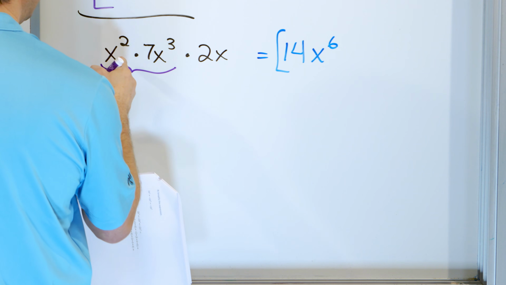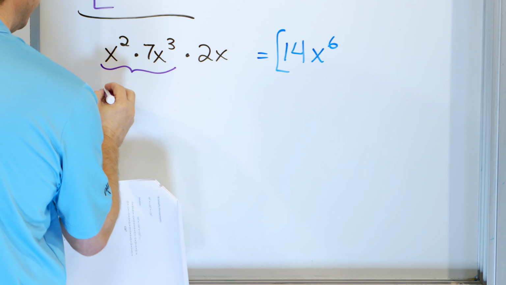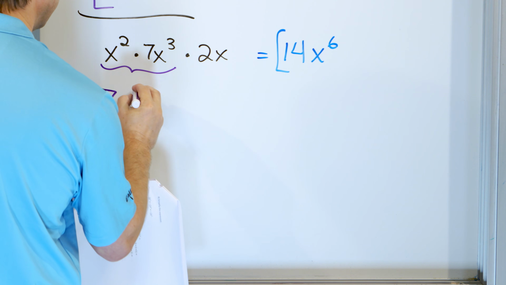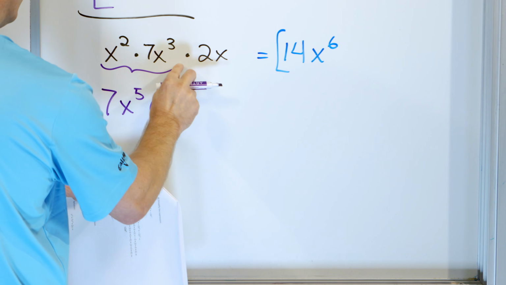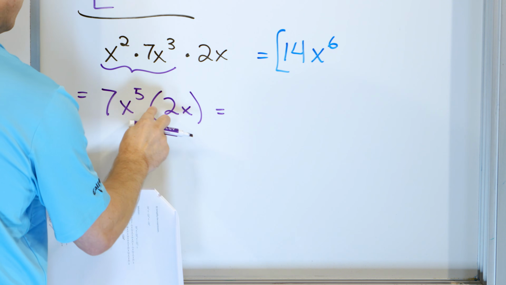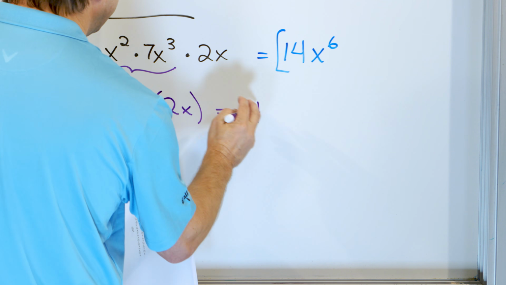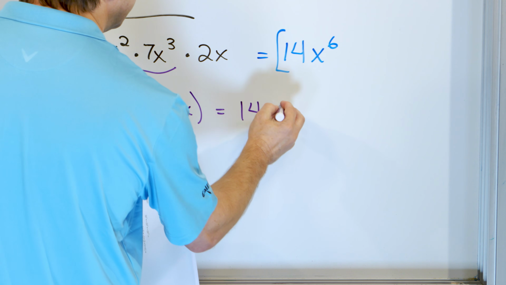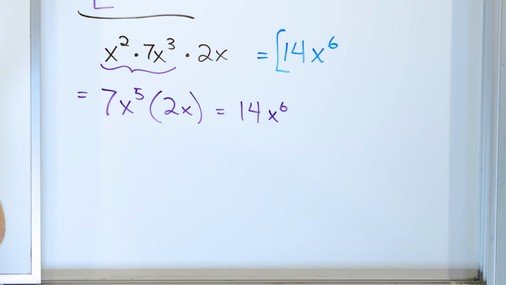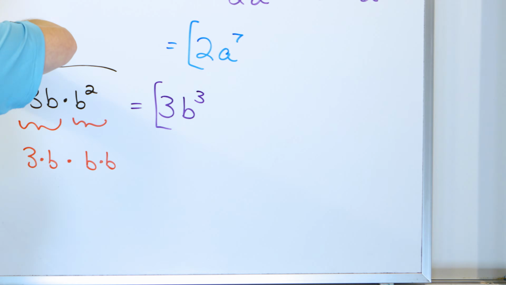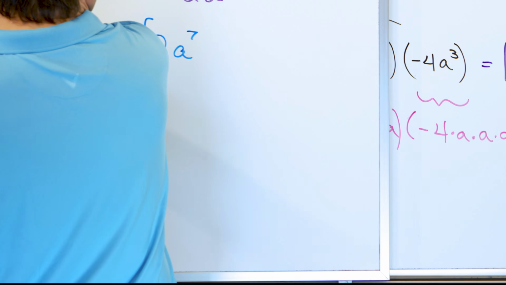Now, if you want to do it in little separate steps, first let's multiply just these. So what are we going to get? The 7 times invisible 1 is 7, and then we have x to the, we add these, 5th power. So that's what happens when we multiply this, but we still have to multiply by 2x. And then we multiply the numbers. 7 times 2 is 14, and we have the same base, so 5 plus invisible 1 is 6th power. Get the same thing. So whether or not you break up your steps or not, you're going to get the correct answer either way.